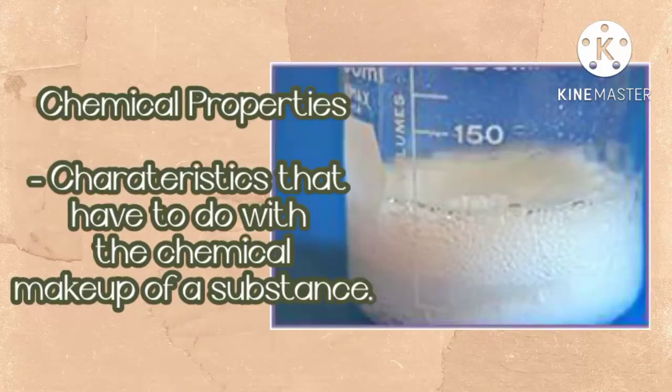Next, it would be the chemical properties. These are characteristics that have to do with the chemical makeup of a substance or how it reacts with other substances. For example, this is when water and vinegar are added to separate portions of baking soda. Evidence of different chemical properties can be observed as carbon dioxide begins to bubble up from the baking soda mixed with vinegar but not from the portion to which water had been added. So during a chemical reaction, a new substance is formed with new and different properties than the original substances.